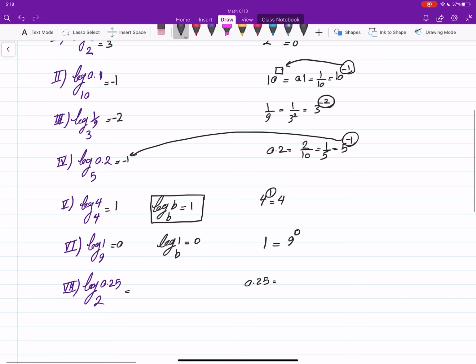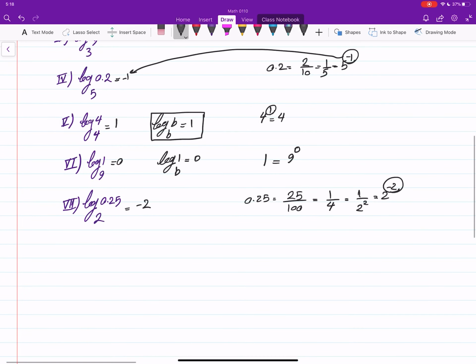0.25. Oh, the other way around, sorry. It is 25 over 100, and you simplify, you get 1 over 4. And if you write this as a power of 2, this is negative 2. 2 to the power negative 2 gives us 0.25.